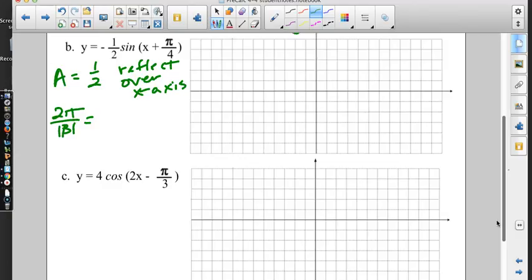What's our b value for this one? 1. Still 2π. That's good. But now we have to have a phase shift also. So the phase shift is how we're affecting our x. Where's this going? -π/4. And in our heads again, we're saying, okay, that's going to be left.